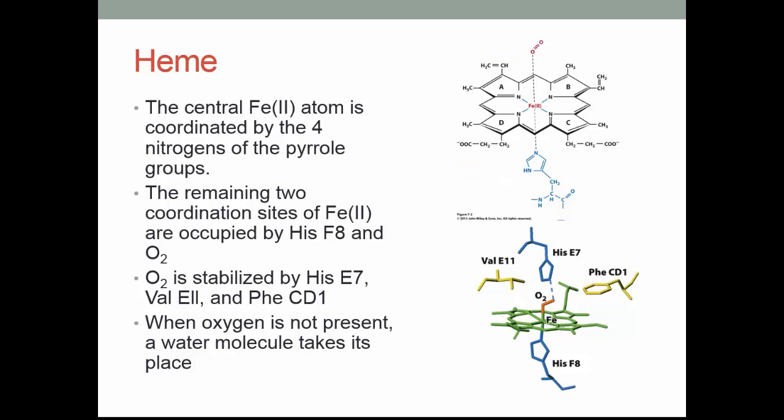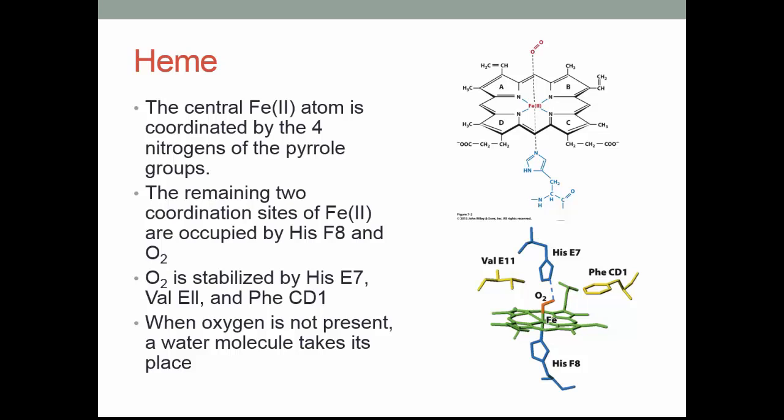from below. The oxygen molecule is further stabilized by hydrogen bonding with histidine E7 and then locked into place with valine E11 and phenylalanine CD1. Valine and phenylalanine can actually swing in and out as hemoglobin breathes to facilitate oxygen movement on and off the heme. When oxygen is not present, a water molecule takes its place.